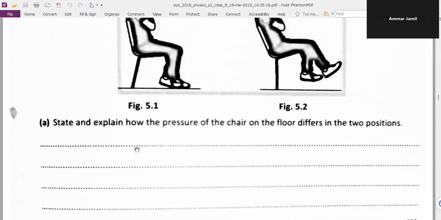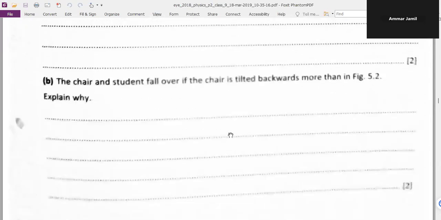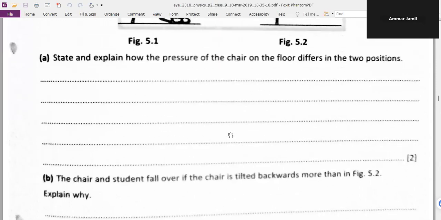Because you have to explain this, and you have to say that because the area in contact is less, the pressure increases inversely with the area. As the area decreases, the pressure increases. So we have the chair fall over if it's tilted backward more than in figure 5.2.